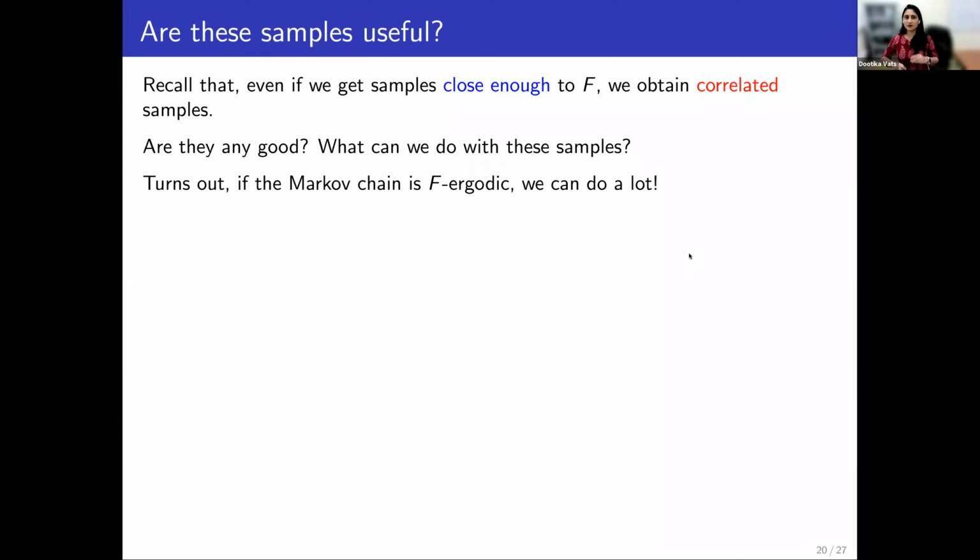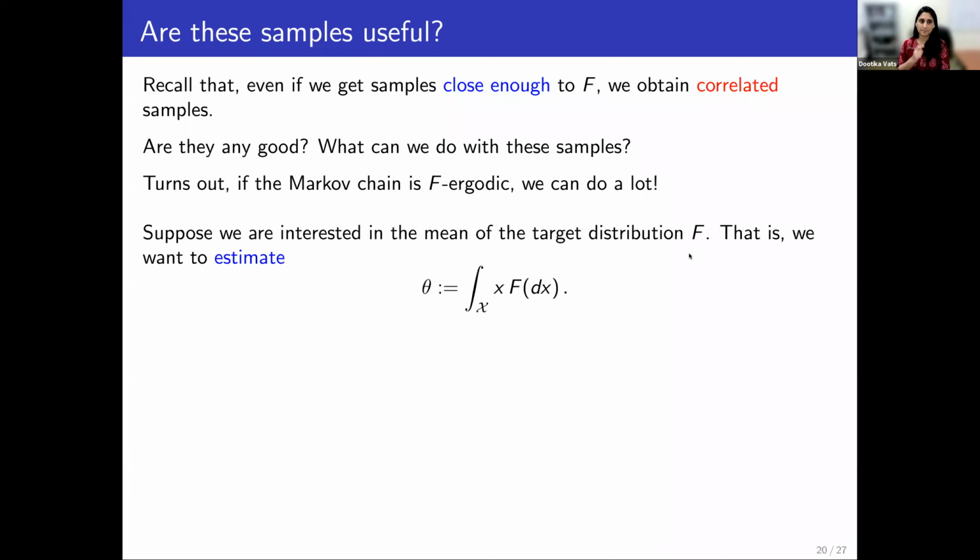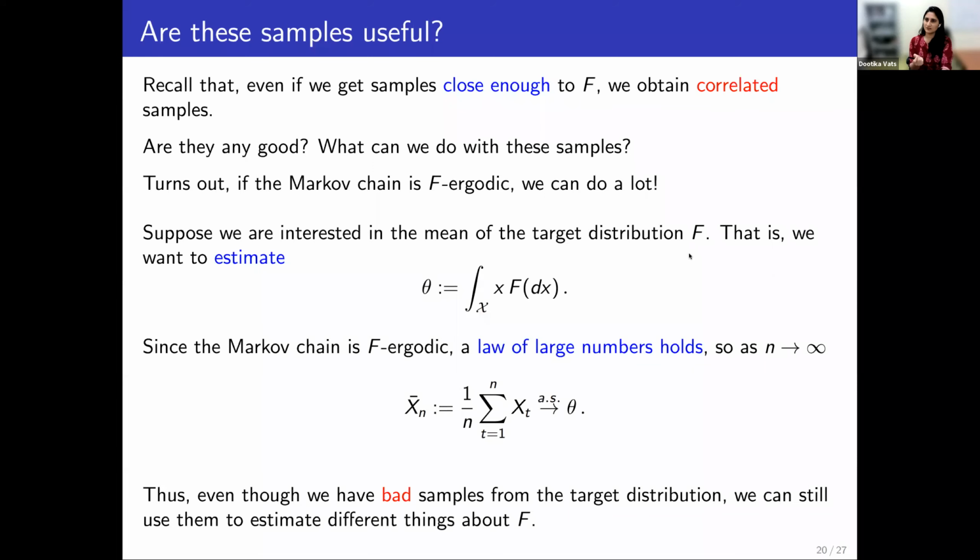It turns out if the Markov chain is F-ergodic, which we showed visually these Markov chains were, they were converging, we can do a lot. Suppose we are interested in estimating the mean of the target distribution F. That is, we are interested in estimating theta, which is the integral over the script x of x f dx. I can look at the sample mean of the realization of the Markov chain, and for that, a Markov chain version of the law of large numbers holds. That means x bar n converges to theta almost surely as n goes to infinity.